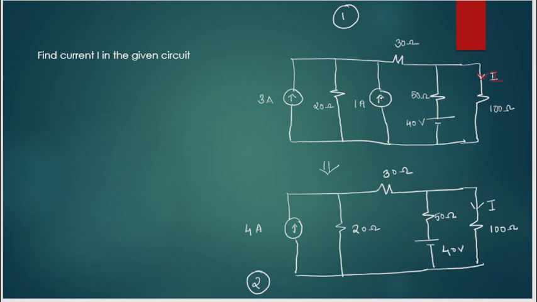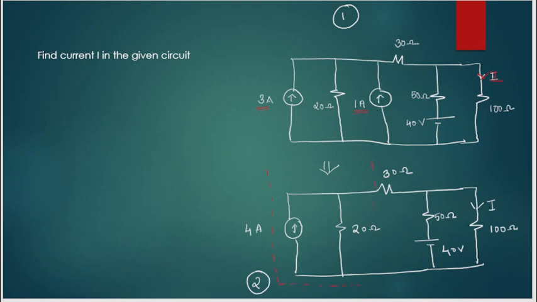Okay, here we use source transformation. First we can see that there is a 3 ampere source and 1 ampere source in parallel, so we can add these two values. We get a 4 ampere current source. Now we'll draw the remaining portions, that is 20 ohm here, 30 ohms here, and the remaining in a similar way. And here we can see that there is a current source and a parallel resistor.